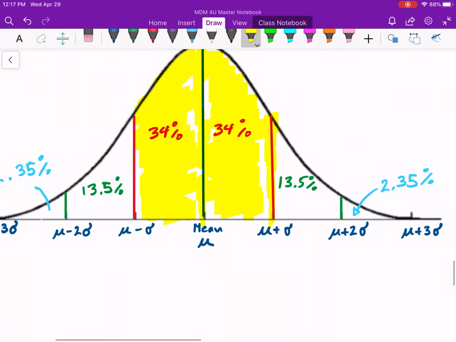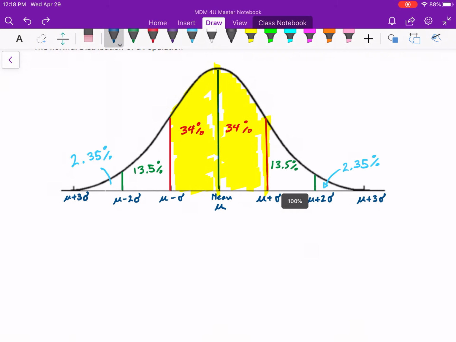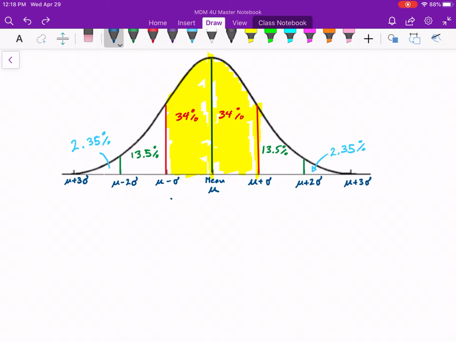So that's what these symbols at the bottom here are saying. Remember, mu stands for average and sigma stands for standard deviation. So this is just saying average plus one standard deviation, and this one here is saying average minus one standard deviation. So what we can see for any normal distribution is that 34 plus 34, or 68% of data will always fall within one standard deviation above or below the mean.